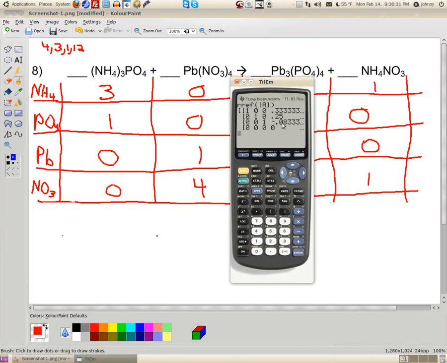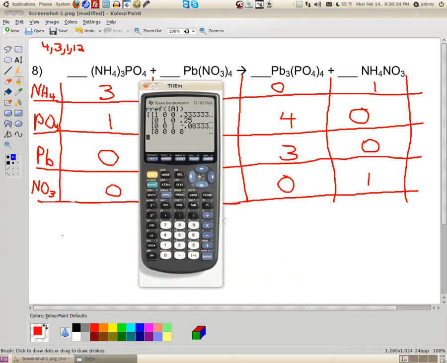Press enter. Notice that we get some ugly decimals. That's okay. Decimals aren't so bad. We're going to hit the regular math key, the black one here. Choose fractions. Press enter. And look what we get. We get nice, pretty fractions. Notice that the common denominator between 3, 4, and 12 is 12. So I'm going to multiply this by 12 to clear my fractions. Notice I get the 4, the 3. The 1 here is negative. That's just to tell you it's on the other side of the arrow.